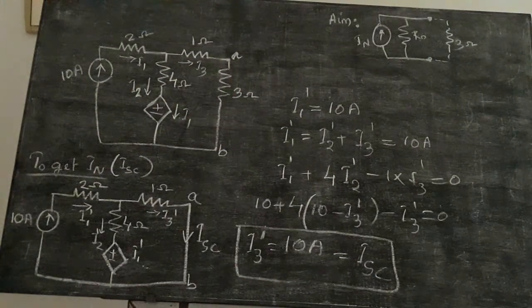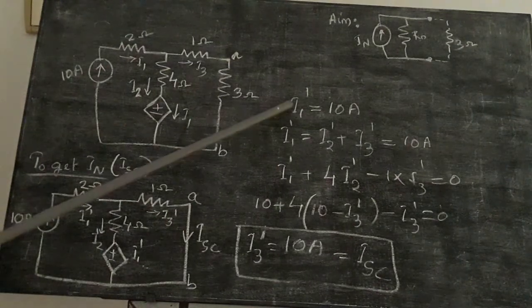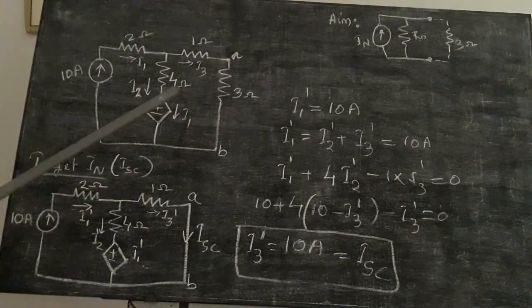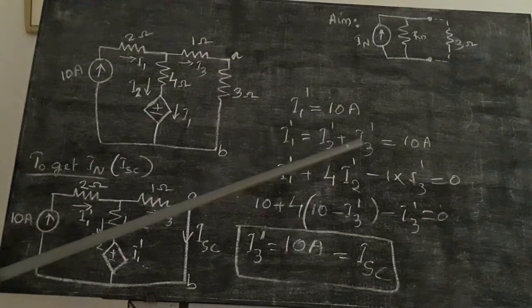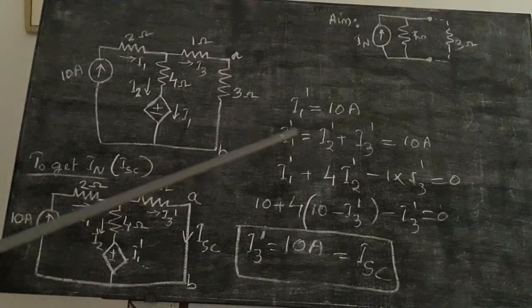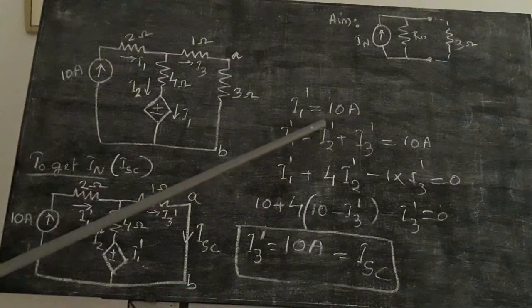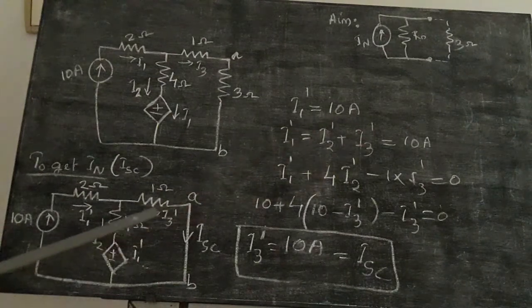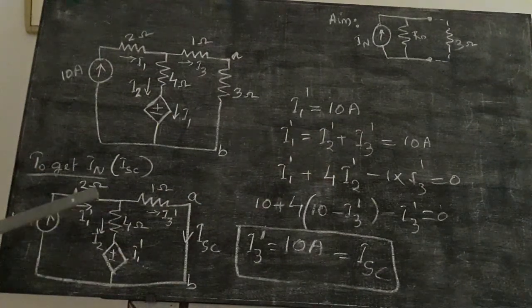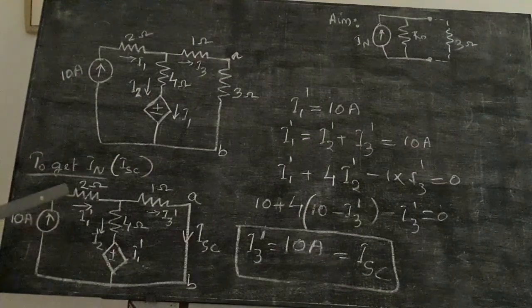We want one more equation because here there are 3 variables. I1 dash we know is equal to 10 ampere. Then I1 dash is equal to I2 dash plus I3 dash, so I2 dash plus I3 dash is equal to 10 ampere. So there are 2 variables in this equation. We cannot solve for I3 dash or I2 dash. To get the solution, we need one more equation.